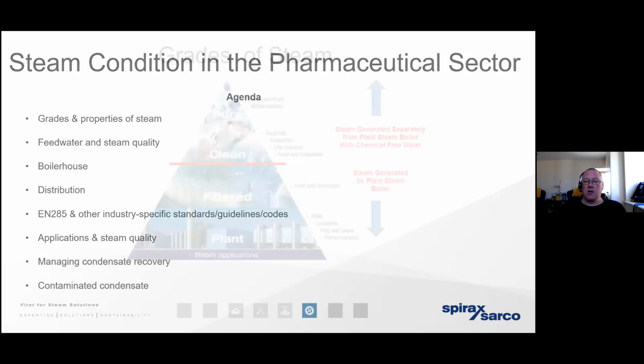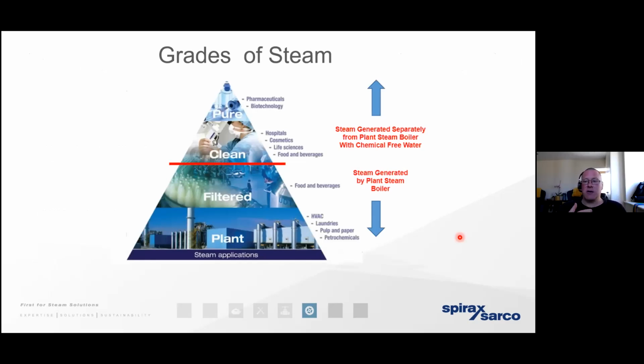So the slide that you can see on the screen at the moment is one that some of you may have seen before, and it refers to what we know as the steam condition triangle. At the very bottom of the triangle, we start with the vast range of processes where an excellent condition of steam isn't that critical to the process. For example, a closed loop heat exchange system where we just maybe add some heat energy onto the secondary side, where there's very little risk of contamination to the process.